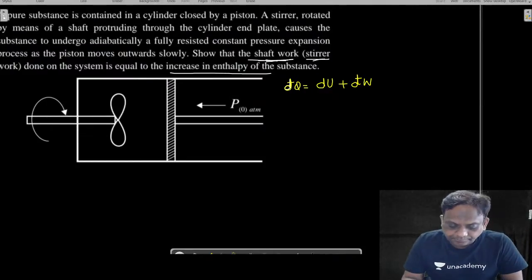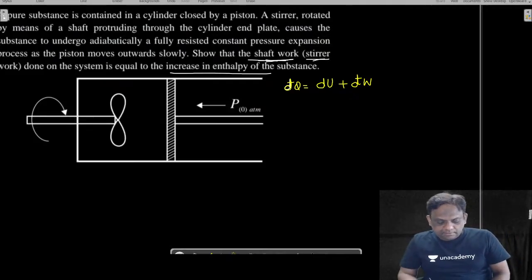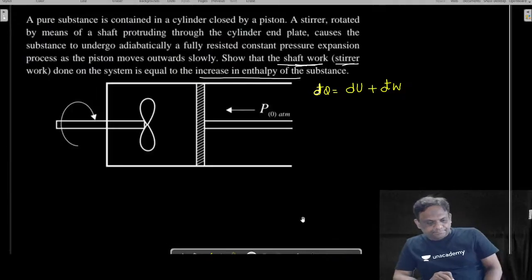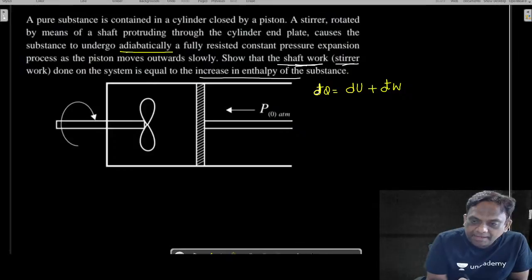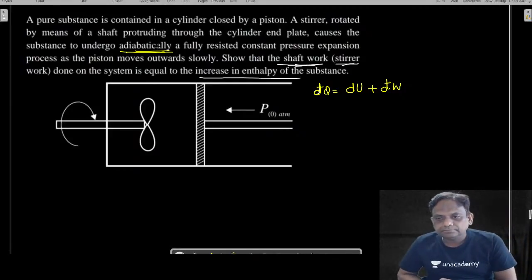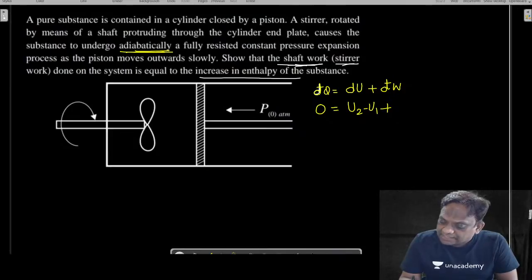तो एक काम करते हैं. And clearly he said something about heat transfer. He said adiabatically, बोला है ना? Adiabatically means heat transfer is zero. ΔU, change u2 minus u1, plus there are two works. One is paddle wheel work plus the other is piston displacement work.